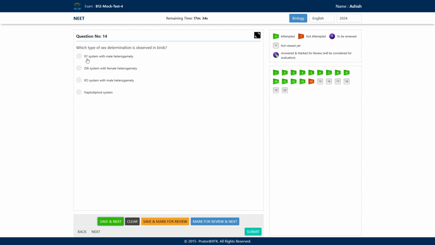Now, next one: which type of sex determination is observed in birds? So, what are the options? First option is XY system with male heterogamety. Option number B, ZW system with female heterogamety, meaning females are producing two kinds of gametes here. Option number C, XO system with male heterogamety. Yes, this XO system means what? XO means one X chromosome is missing. Option number D is haplodiploid system. What would be the correct answer?